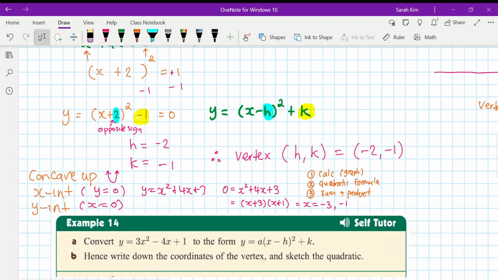Let's find the y-intercept now. All I have to do is substitute x equals 0. This one's much easier. I just go 0 squared plus 4 times 0 plus 3, which is just going to be the constant term. So your y-intercept is always going to be the constant term, which makes it easy.